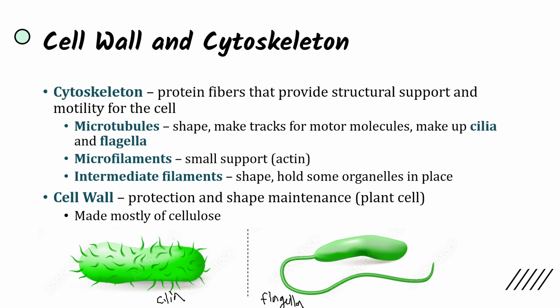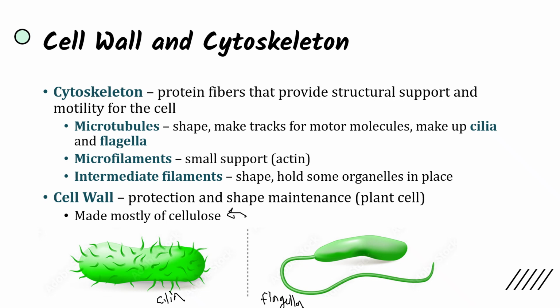But plant cells, they have another form of cytoskeleton. They have all of this support within the membrane, but they also have a cell wall that helps maintain the shape and protect the cell. And it's mostly made of cellulose, which we talked about in Unit 1. It's a carbohydrate, it's a sugar. But animal cells do not have a cell wall. They only have a membrane.